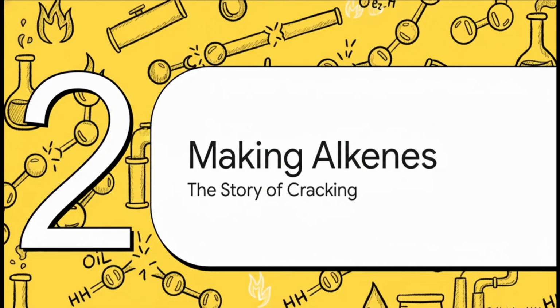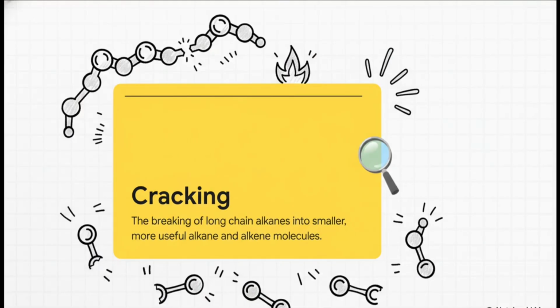Okay, so where do we get these incredibly useful molecules? Well, you don't really find them just lying around in nature. We actually have to make them, and that brings us to their industrial origin story, a process known as cracking. Cracking is, believe it or not, exactly what it sounds like. See, crude oil has tons of these really large, long-chain alkanes, which honestly aren't in very high demand.